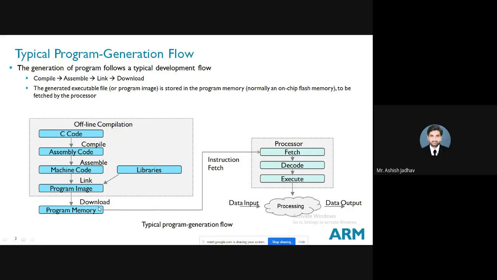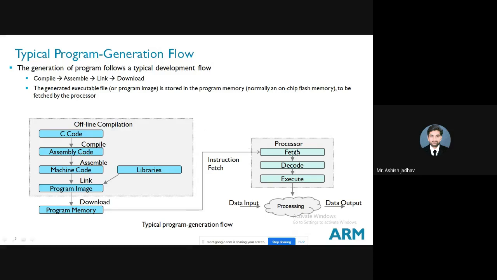Once you download this, what you are doing is copying the main program executable file, or you can say hex file, to the ROM, or you can say program memory of the controller or processor. Once it goes to that program memory, the actual execution of the instructions happens.